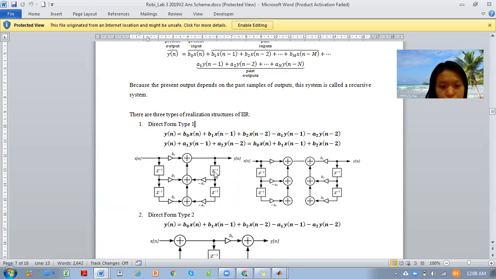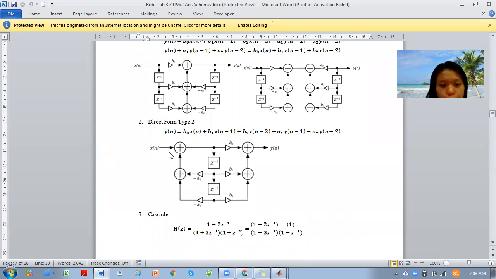Then go down. z^-1 is your y[n-1], your delay, and multiply with your minus a1. So it goes backward, minus a1, and you sum up. Then minus a2, so you go down again, a2. Now your delay is minus 2, so we have z^-1, z^-2. You add up, and you get your direct form 1.